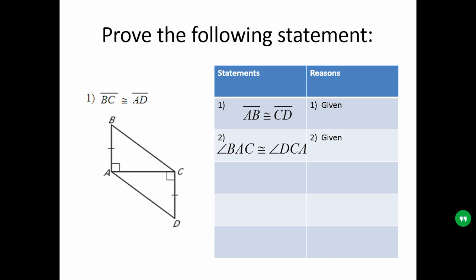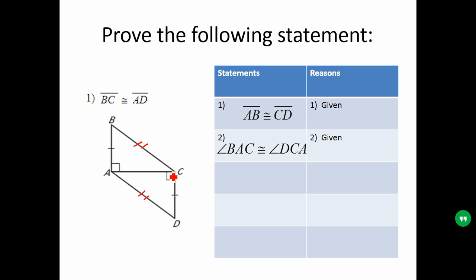So prove the following statement. Prove that those two sides, BC and AD, are congruent to each other. If we can prove that the two triangles are congruent to each other, then we can use CPCTC to prove that those sides are congruent. Right now, we have that AB is congruent to CD. We have that angle BAC is congruent to angle DCA.